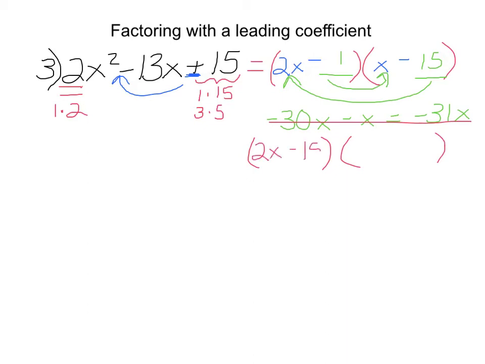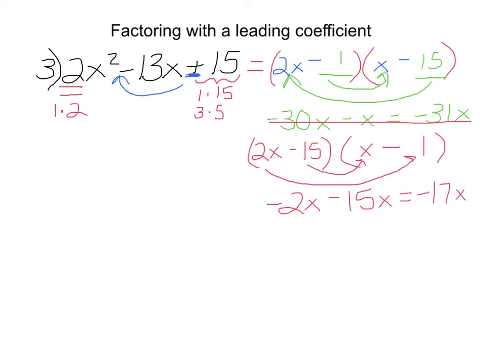So let's do 15 here, and x minus, and we'll put the 1 there, and let's see what happens. So now we get negative 2x in the middle. I'm just checking the outers and the inners because I know I'm going to get the first and last to be what I want it to be. So minus 15x, and that equals negative 17x. So that didn't work. Bam. Throw that one out. Okay, so now we've tried both combinations of 1 and 15. We can cancel out that factor pair.